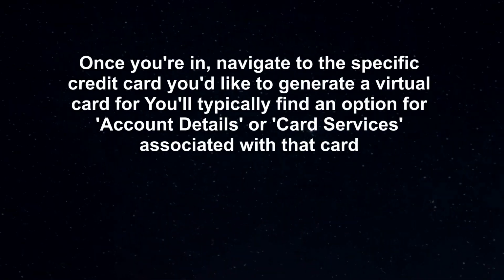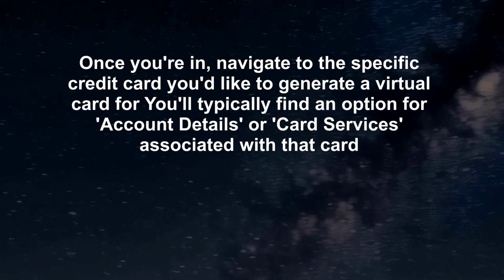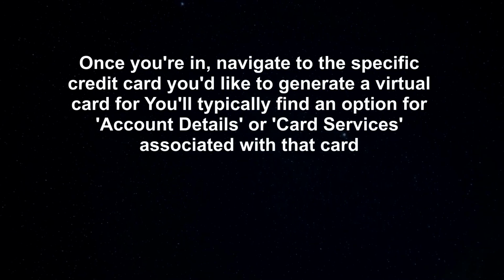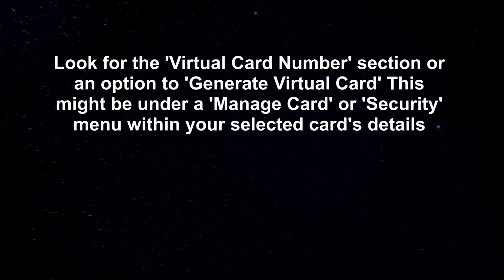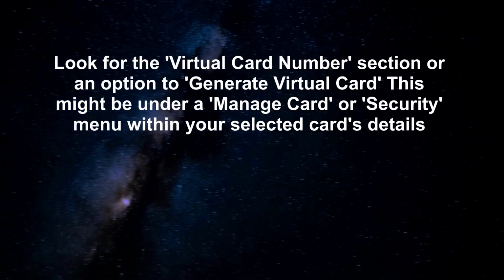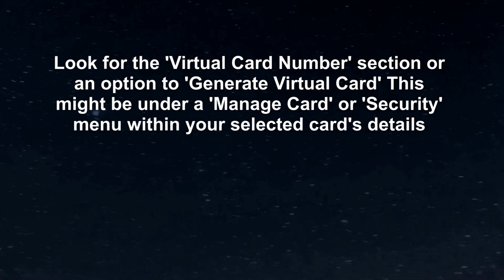Once you're in, navigate to the specific credit card you'd like to generate a virtual card for. You'll typically find an option for account details or card services associated with that card. Look for the virtual card number section or an option to generate virtual card. This might be under a manage card or security menu within your selected card's details.